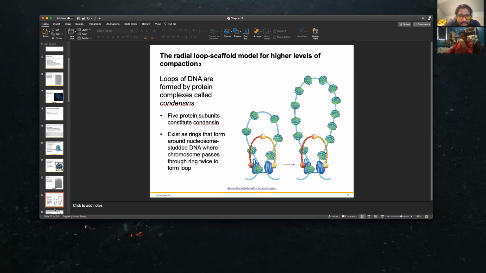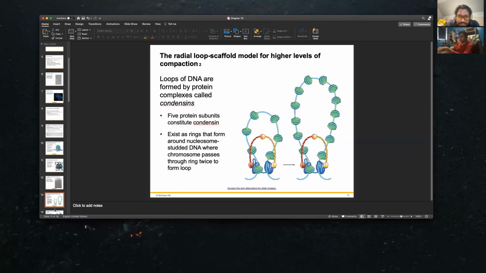All right. Loops of DNA are formed by protein complexes called condensins. So you can imagine what that means. It causes it to condense. Five protein subunits constitute condensin. They exist as rings that form around the nucleosome-studded DNA, where the chromosome passes through the ring twice to form a loop. So that's basically the red and yellow thing.